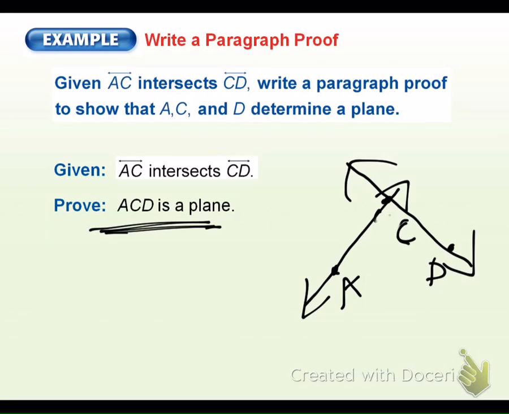I want to prove that ACD is a plane. Which theorem could I use to do that, or which postulate could you use on your postulate sheet to do that? Looking at that picture, which postulate could you use to show that's a plane? 2.4 says what?